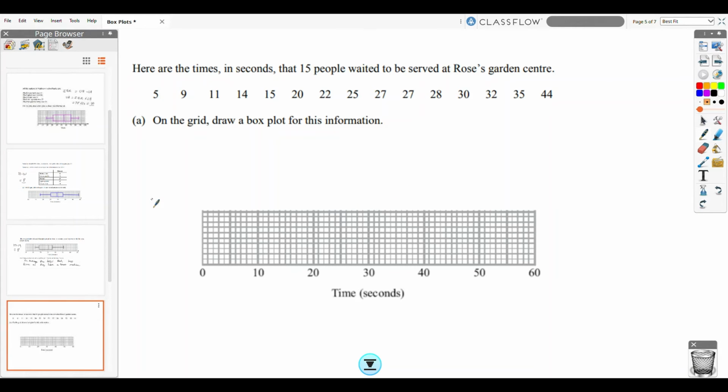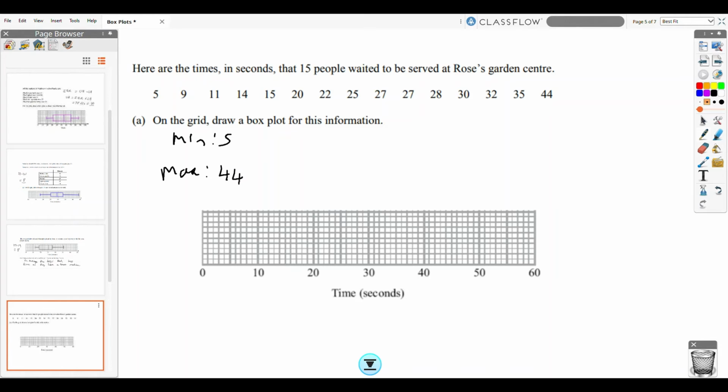So this time we're not given all the key information, we're just given a list of data that's been ordered. So we need to work out the lowest, highest, median, upper quartile and lower quartile. So we know the minimum value is the first one, which is 5, and the maximum is 44.